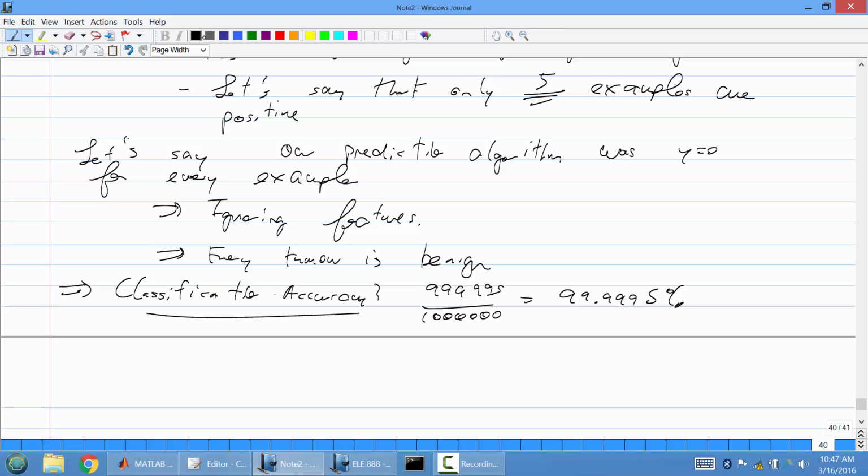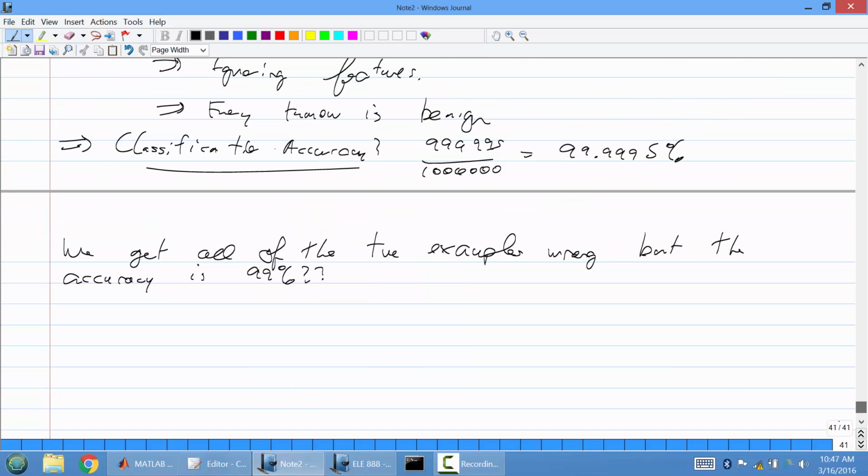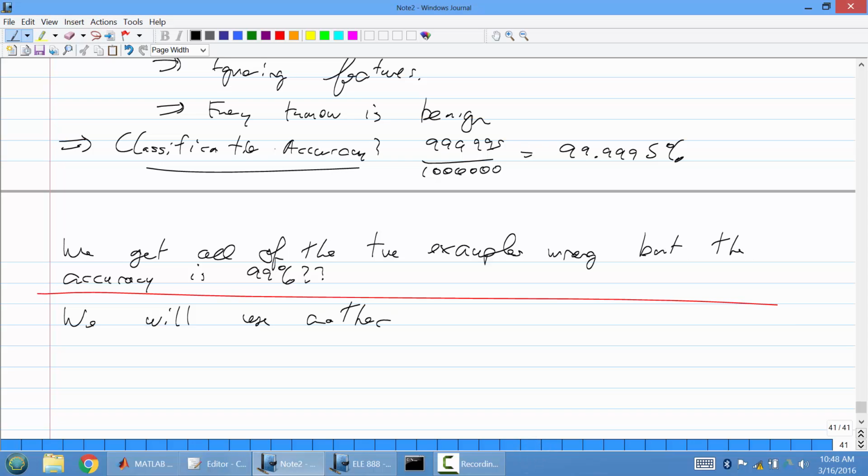All right? So we get all of the positive examples wrong, but the accuracy is 99%. That's pretty bad. That's not a really good indication. If you have skewed data, that sucks. Okay? So what we're going to do is use another measure of accuracy.